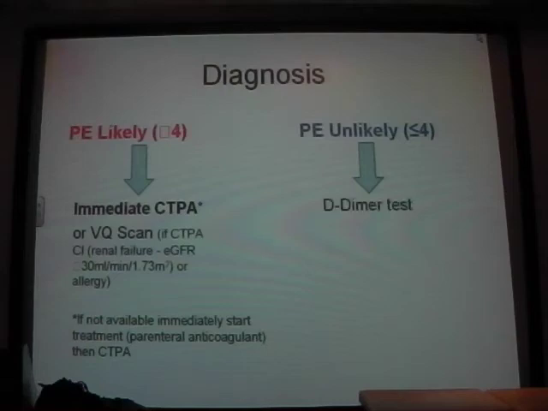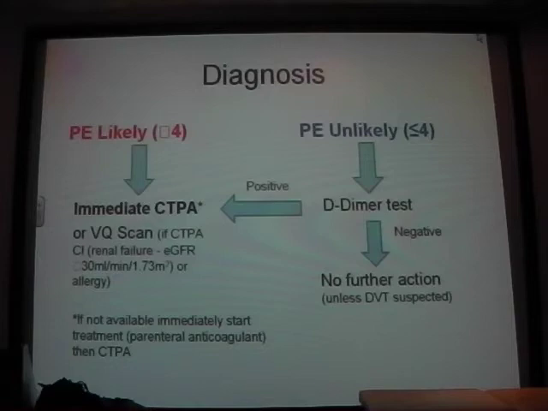And yeah, like I said, if the PE is unlikely, you do a D-dimer. But if that's really high, in addition to the clinical picture, then you need to do a CTPA. But if the D-dimer is negative, and they've only got a Wells score of 2, then it's probably likely that they haven't had a PE, so you don't need to do anything else. Unless you suspect a DVT, in which case you need to treat that.